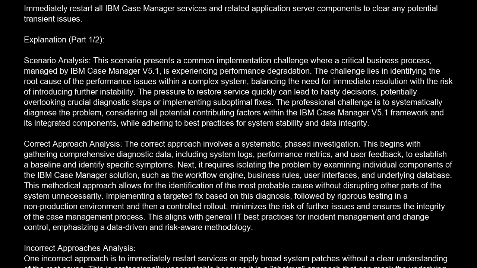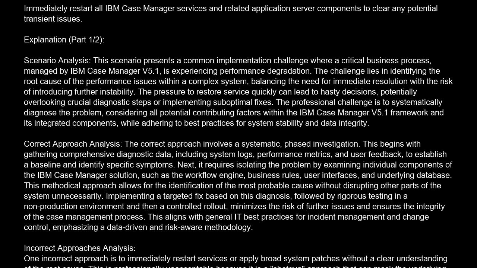identify specific symptoms. Next, it requires isolating the problem by examining individual components of the IBM Case Manager solution, such as the workflow engine, business rules, user interfaces, and underlying database. This methodical approach allows for the identification of the most probable cause without disrupting other parts of the system unnecessarily.